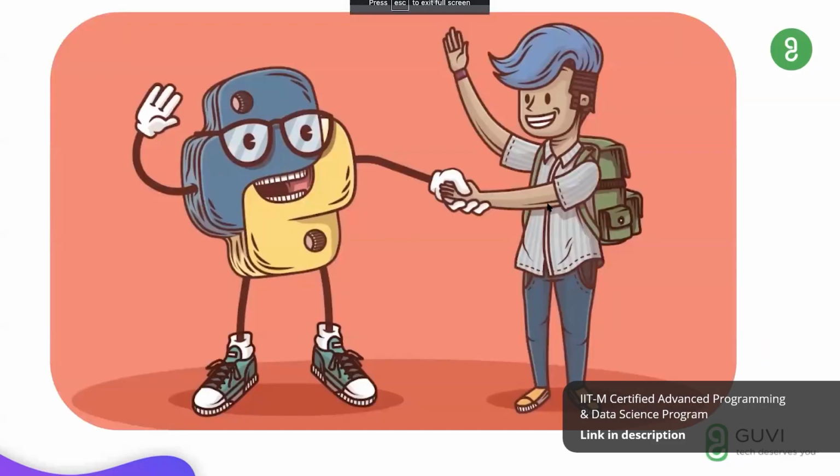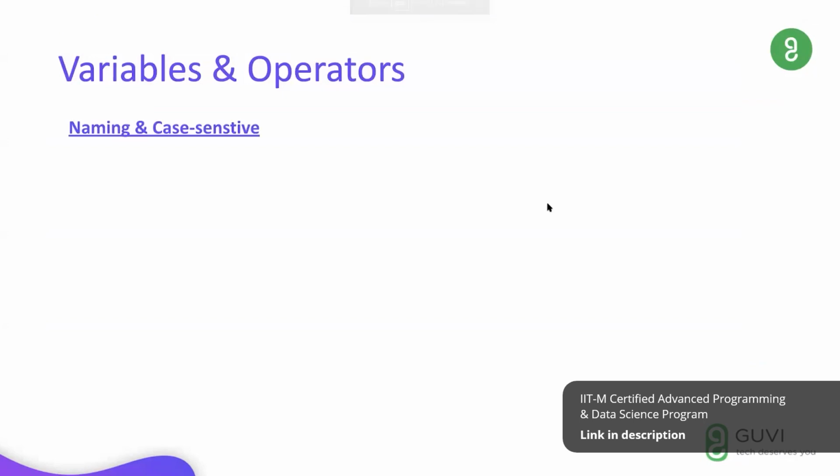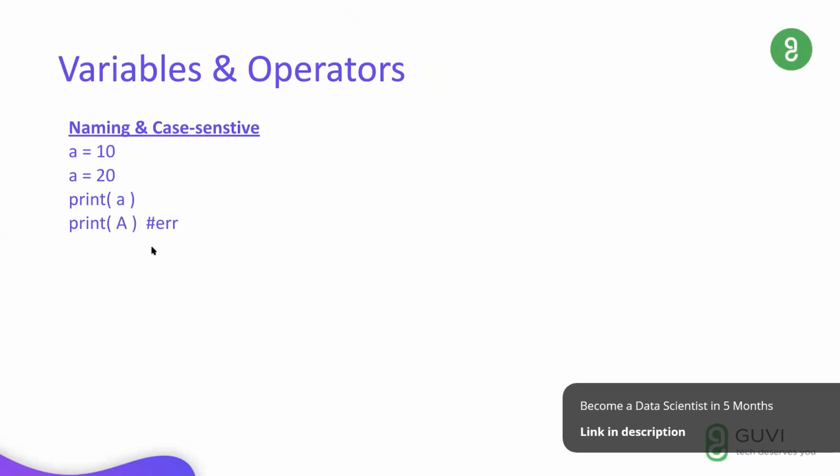Okay, the next one is variables and operators. Now we have seen that a variable is something which will help you to store a value. So what are the challenges or constraints the variable has? It is case sensitive. What it means is that lowercase a and capital A are not the same. It is very, very case sensitive.